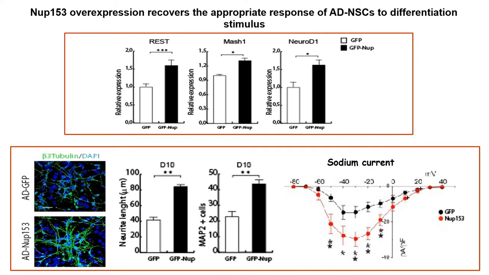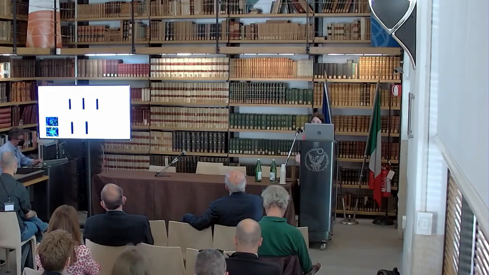We found also that NUP153 overexpression recovered the expression of genes involved in differentiation, such as REST, MASH1, and NeuroD1. And the restoration of differentiation was confirmed by an immunofluorescence for beta-III tubulin and MAP2. Levels of both markers were higher in AD NUP153 cells in comparison to wild-type ones, which means a higher degree of maturation. And these cells displayed also a higher dendrite length. Then the recording of sodium currents showed again that AD NUP153 cells were more mature than AD ones.